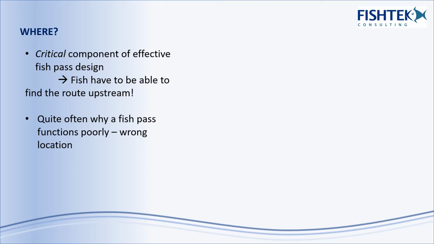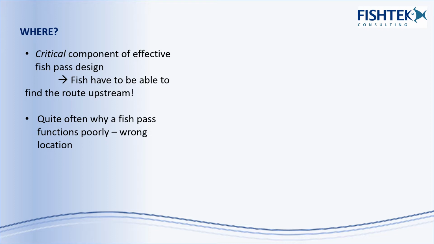So in the first instance, the big question of where, probably the most critical component of fish pass design actually, is where you put your fish pass. If you think about a fish migrating upstream, the first thing it has to do is actually find that fish pass or the entrance to the fish pass before it moves into it. So one of the reasons you see fish passes around the world not functioning very well is quite often because they're in the wrong place.